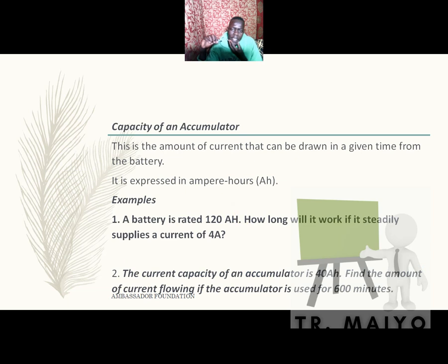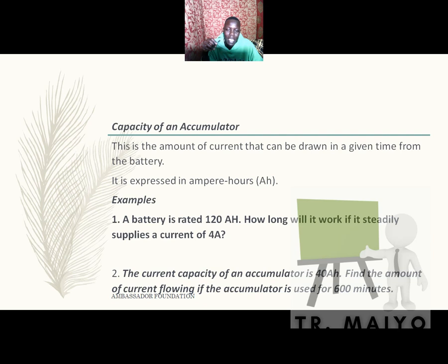Yes, now there is a small calculation I want to take you through. We call it the capacity of an accumulator. The capacity of an accumulator is the amount of current that can be drawn in a given time from the battery, and it is expressed in ampere hours.